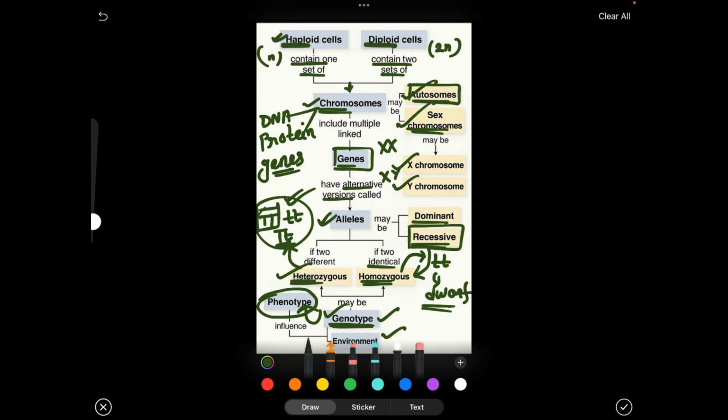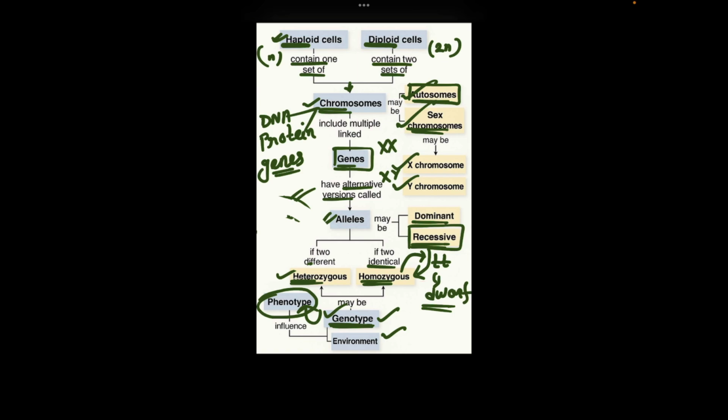So now to conclude, I think this flowchart has beautifully connected all the foundation concepts of genetics, from haploid to diploid cells, from chromosomes, genes, alleles, dominant and recessive traits, to genotype and phenotype. I hope you have understood all the things that I have discussed here.